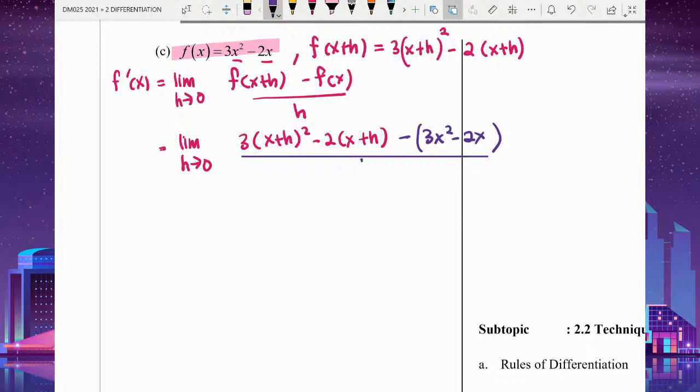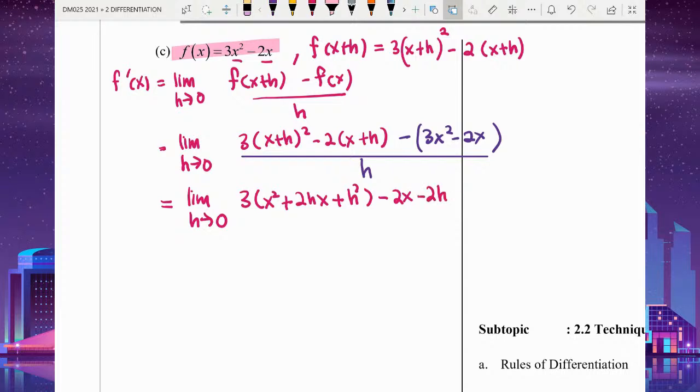Okay, so now over H. Okay, so limit H approaching 0. Okay, so now we are going to expand. Expand, sayang. x square plus 2hx plus h square minus 2x. Okay, we open the bracket so it becomes minus 2h minus.